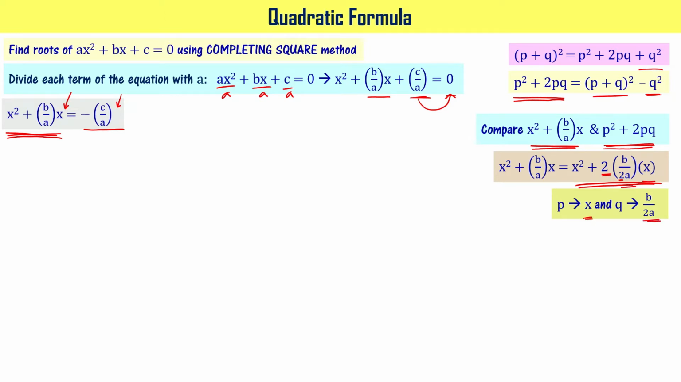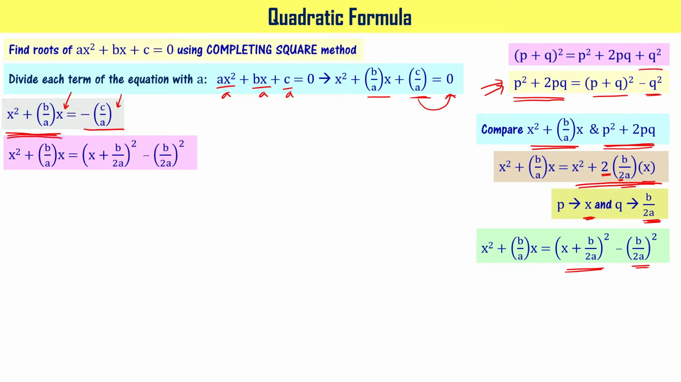Now let's write this equation, p square plus 2pq, that is p plus q whole square minus q square. Since we know that p is x and q is b by 2a, if you substitute these two into this equation, you would write it as x square plus b by a times x equal to x plus b by 2a whole square minus b by 2a whole square, right? Let's take a note of this.